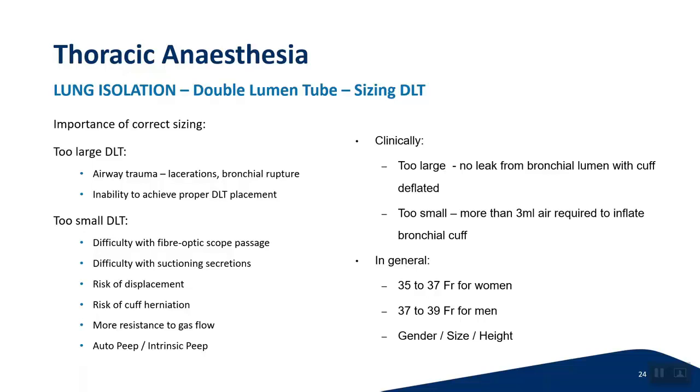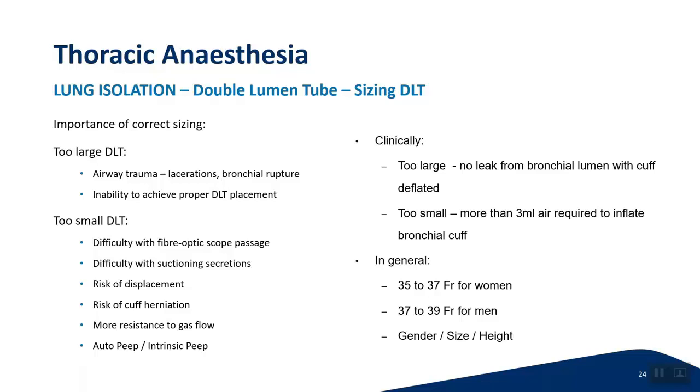An oversized or undersized DLT that has migrated distally can rupture the membranous portion of the trachea or bronchus. Iatrogenic airway trauma can present as unexplained air leaks, subcutaneous emphysema, massive bleeding or protrusion of the tube into the surgical field.